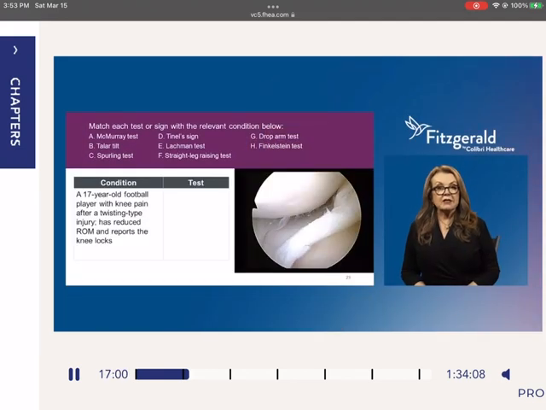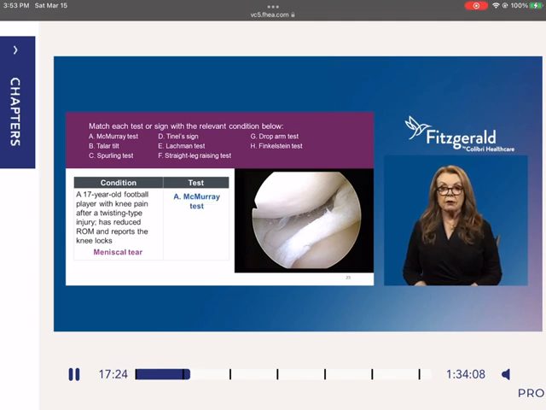So this is a 17-year-old football player with knee pain after a twisting type injury, has reduced range of motion, and reports the feeling of the knee locking. What would that be? That's a meniscal tear. And what would the test be that we do for a meniscal tear? That's a classic presentation of meniscal tear. It's going to be A, the McMurray test.